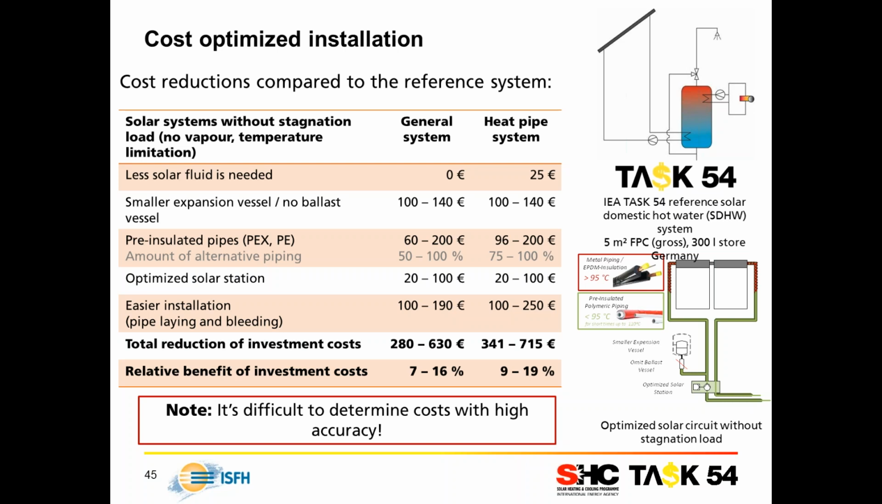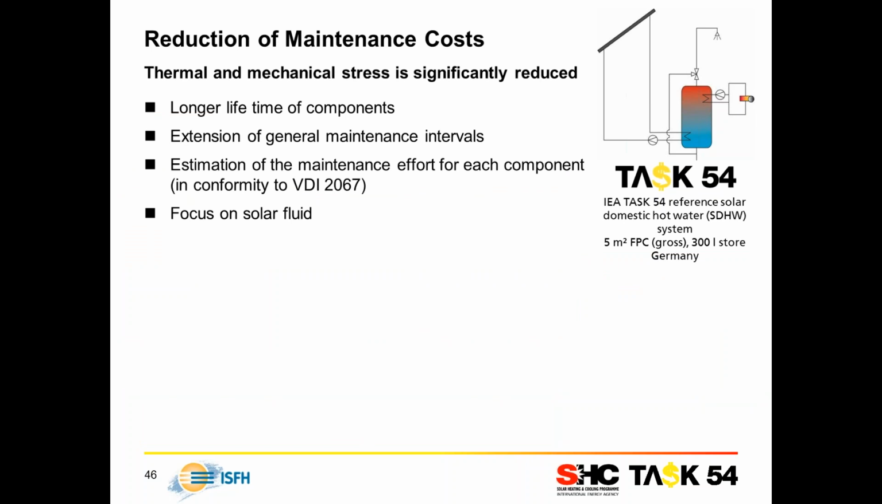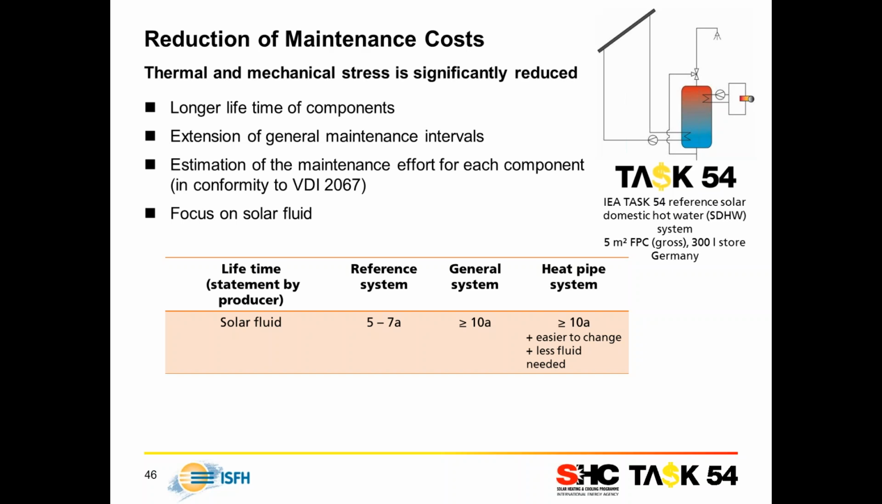Another important point is the reduction of the maintenance costs, because thermal and mechanical stress is avoided, so that the lifetime of components and the general service intervals can be extended. We determined the individual maintenance effort for each group of components. And we have seen that the focus is on the solar fluid, which is the most important cost driver. By avoiding stagnation loads, the lifetime can be extended to 10 years. And in the case of heat pipes, we consider, in addition, an easier changing procedure, and that less fluid is needed.